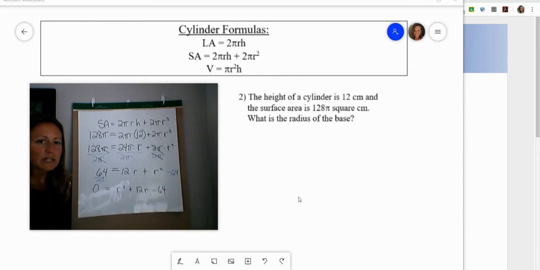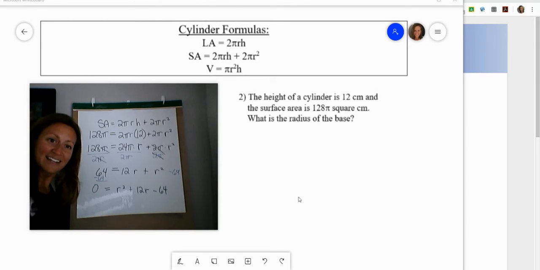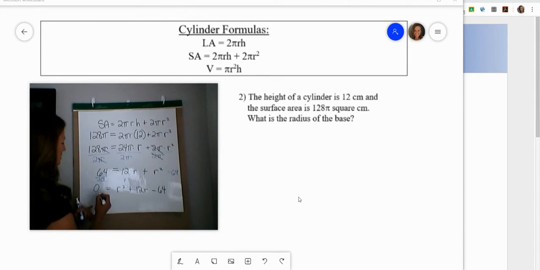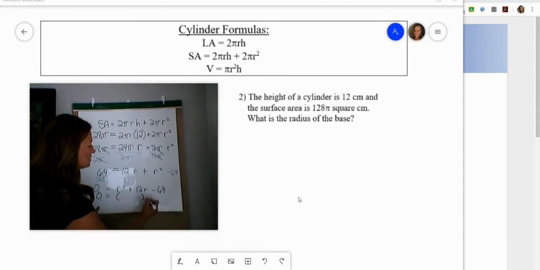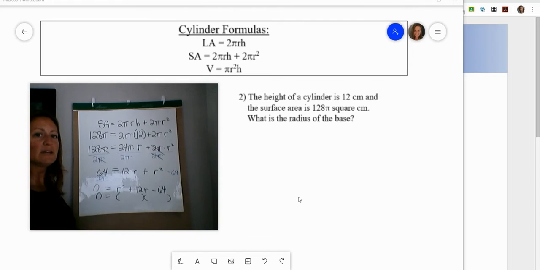And now I have a quadratic equation that I could solve by a number of different methods. Some people may want to use the quadratic formula. Do you remember the quadratic formula from Algebra 1? It's negative b plus or minus the square root of b squared minus 4ac all over 2a. If you're not really remembering that or you don't feel like going through that, the other option is to try to factor this. So let's think about, is there a way to split up this trinomial into 2 binomials that could be multiplied back together to get R squared plus 12R minus 64?